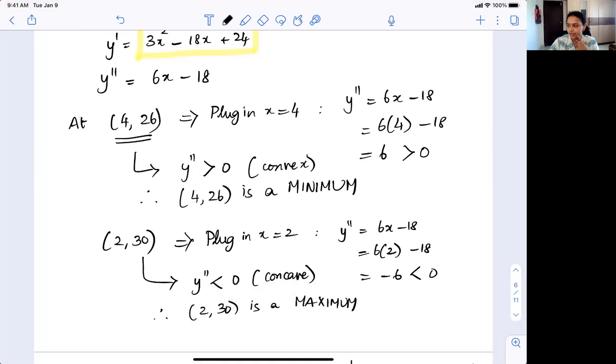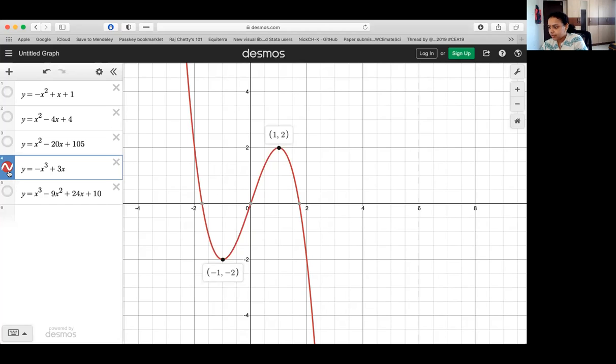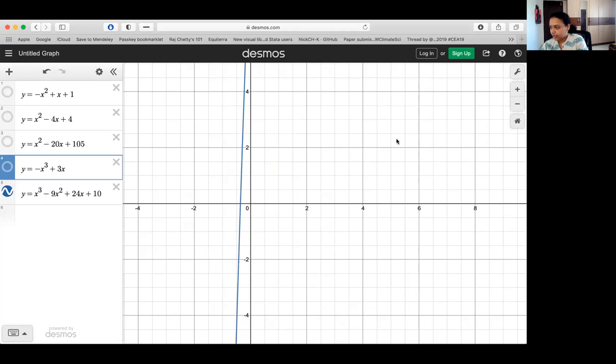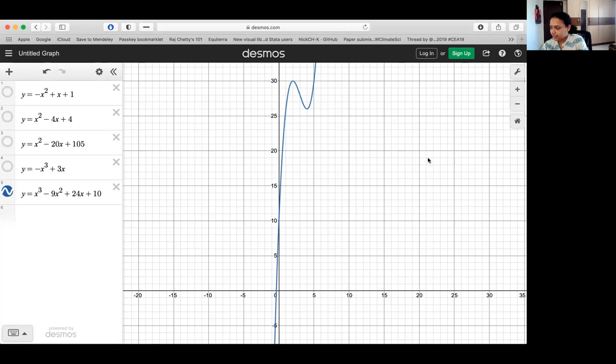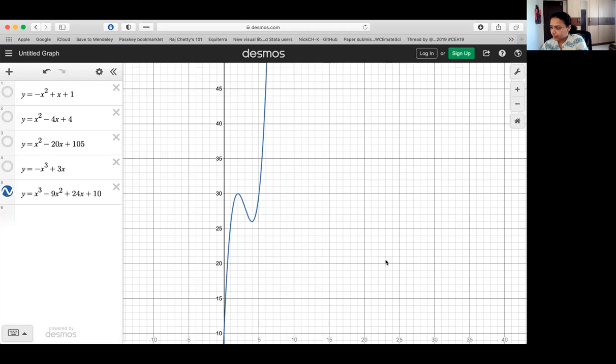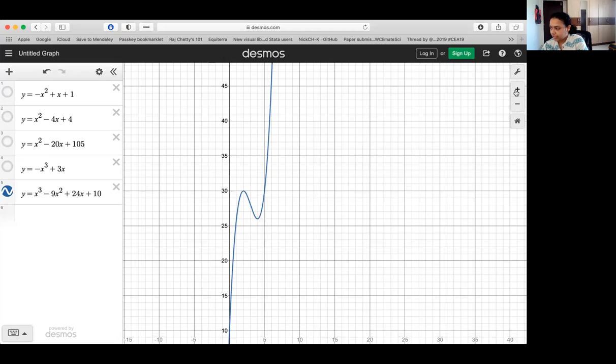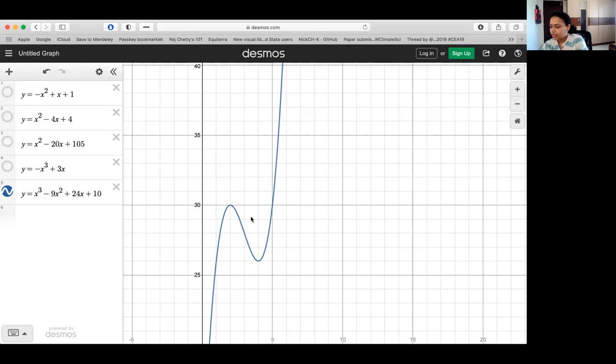Let's check if our intuition is right. Let's look at the graph. Yes, this one's here. There it is. The particular function we're interested in is right here. Let's zoom out and see how this function looks. The curvature changes at these two points, and this is another cubic function that has an interesting shape.